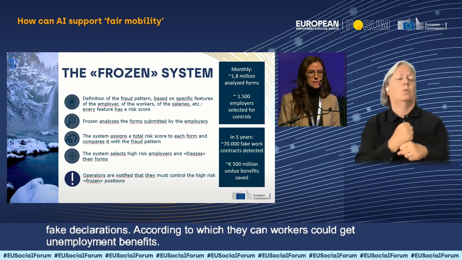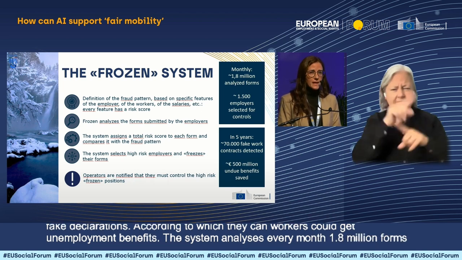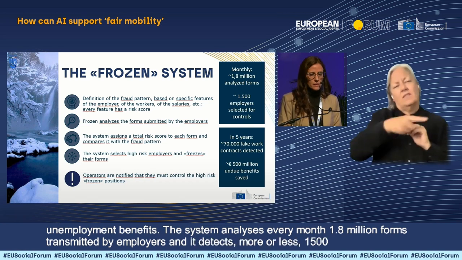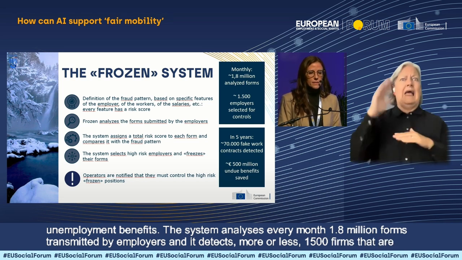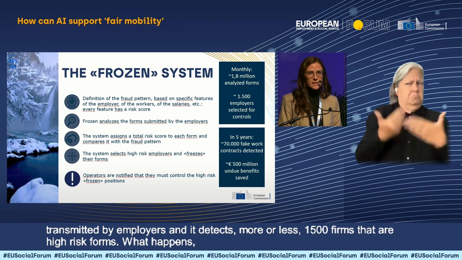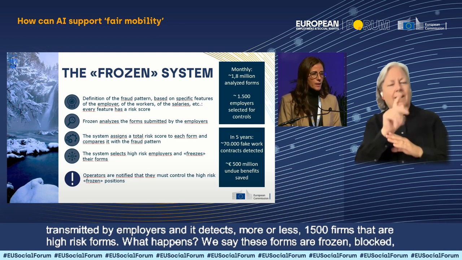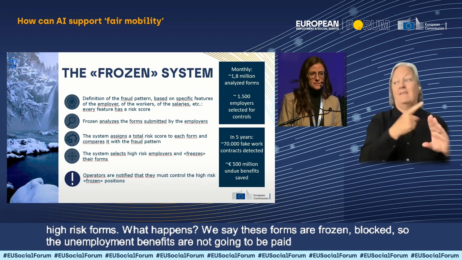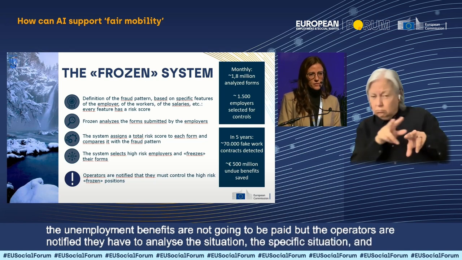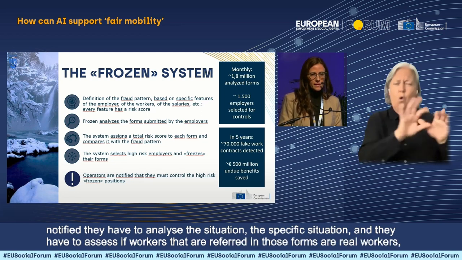The system analyzes every month 1.8 million forms transmitted by the employers, and it detects more or less 1,500 forms that are high-risk forms. What happens? These forms are, we say, frozen, they are blocked, so the unemployment benefits are not going to be paid, but the operators are notified. They have to analyze the specific situation, and they have to assess if the workers that are referred to in those forms are real workers, so they really have the right to get the benefits.